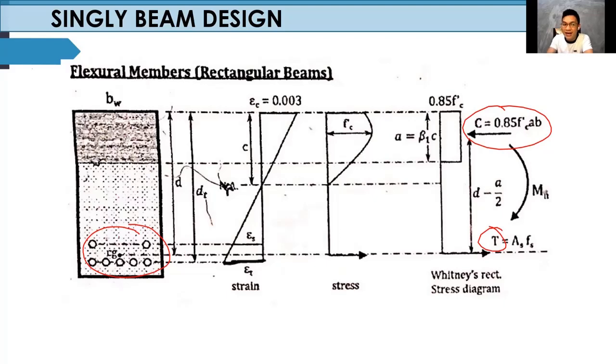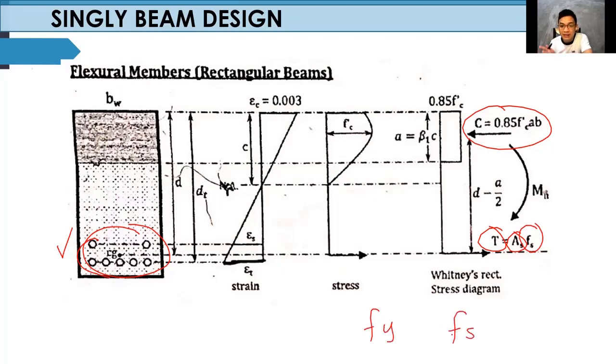Kaya nga nilalagyan natin ng bakal or rebars para magkaroon tayo ng tension. So coming from these rebars, nagkakaroon tayo ng tension. So tension natin is area ng ating steel, area ng lahat ng steel na nasa ibaba, multiplied by our Fs. What is Fs? Minsan yan is Fy, same lang yan ni Fs depending upon the situation.